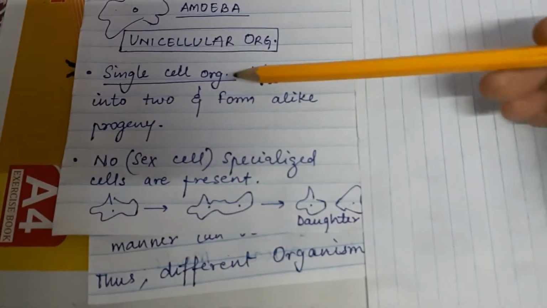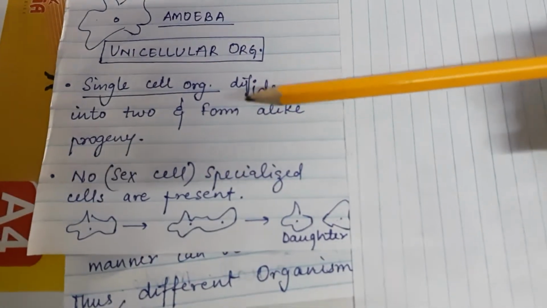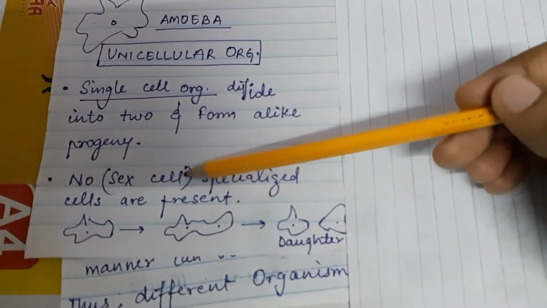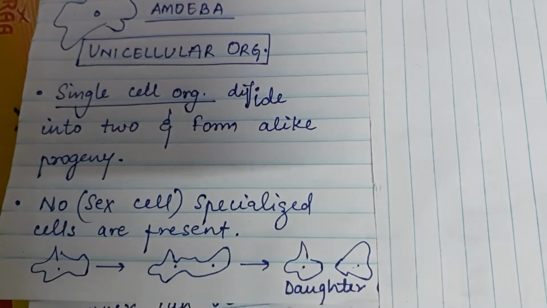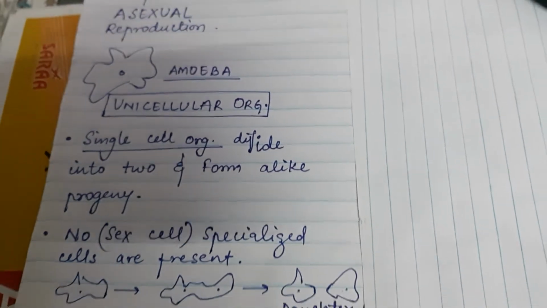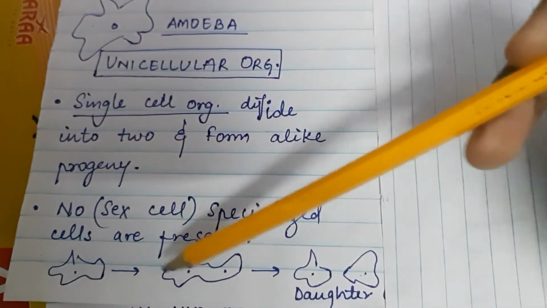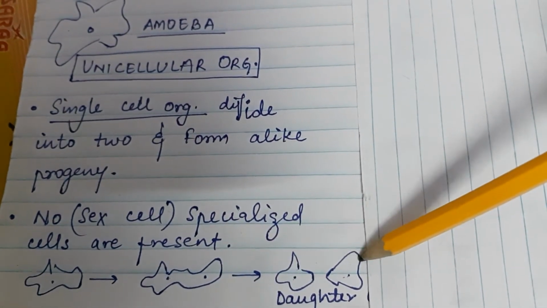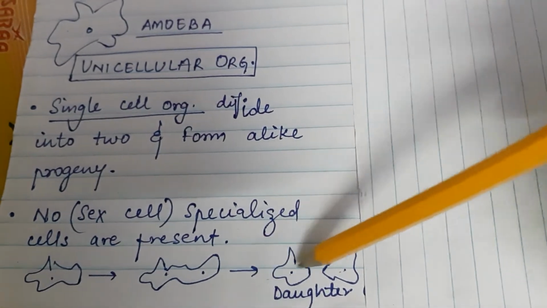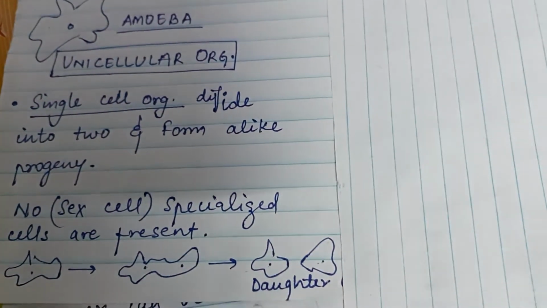Also here no specialized cells are present. Specialized cells are the sex cells, also known as gametes. What is happening in asexual reproduction is that a single cell first elongates and then it will give rise to two cells, and these are the progeny, and they will be known as daughter cells.